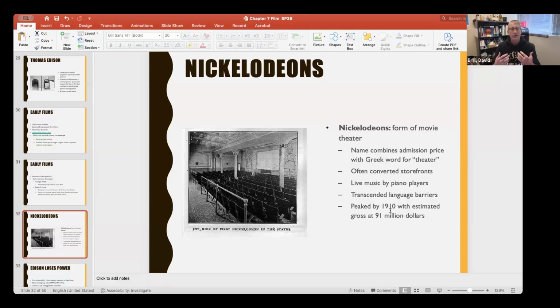A lot of folks that were coming over here to the United States, English was not their first language, so they were just learning the language. And so what's one thing that transcends that? Well, if you see a story on screen where people are doing things, you can start to really enjoy it without necessarily knowing 100% what's going on from a language standpoint.